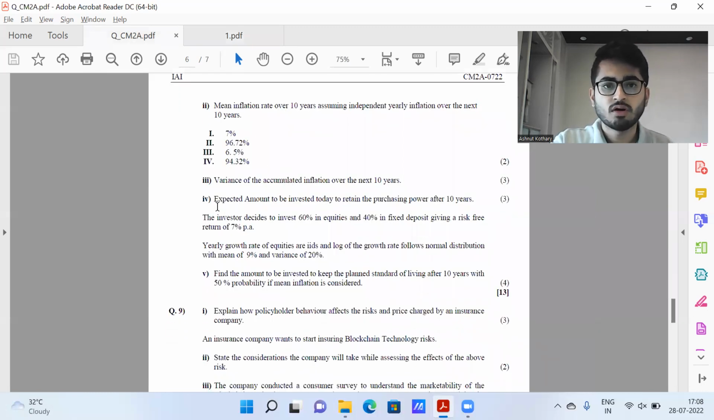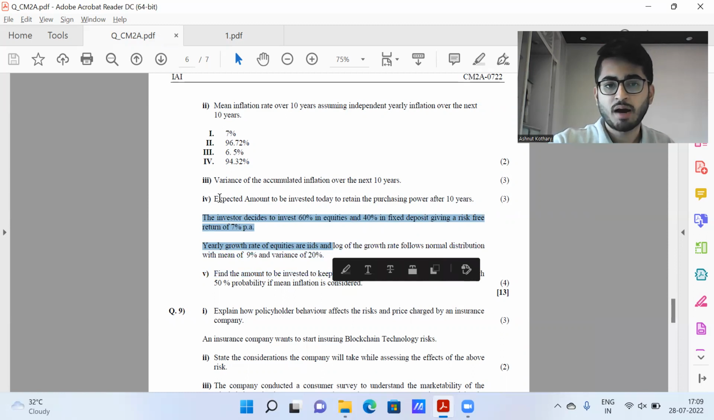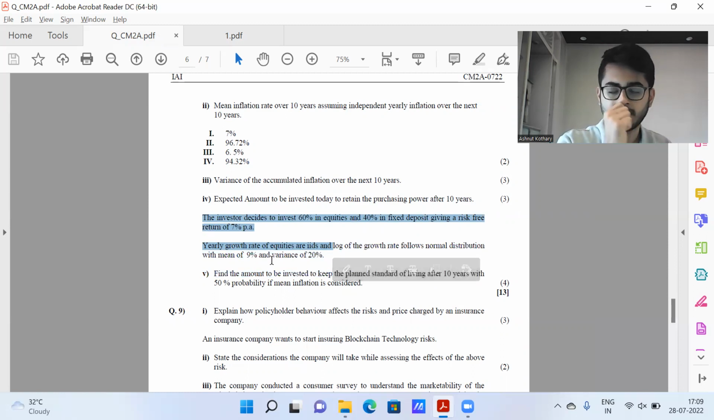Then for part 4, the expected amount to be invested today to retain the purchasing power after 10 years. So basically, if I want a purchasing power of 1 after 10 years, then assuming inflation, that 1 would have increased to 1.07 to the power 10, assuming that this mean rate holds. Also for part 4, this sort of detail has been given below. Ideally, looking at the structure of the question, this shouldn't be used unless it's written to use the following information. But other than that, there is no other way I could come up with to solve it.